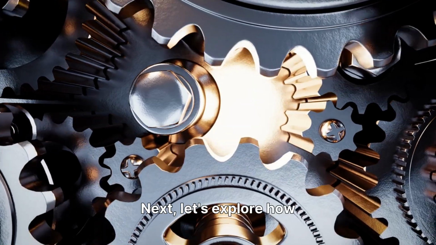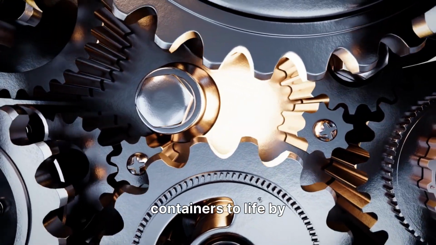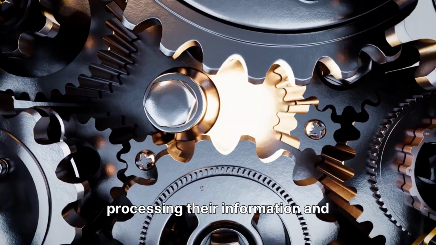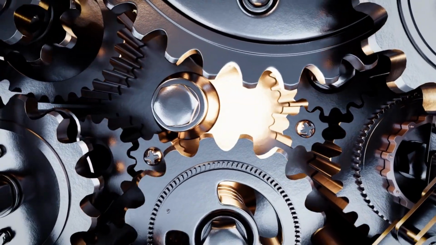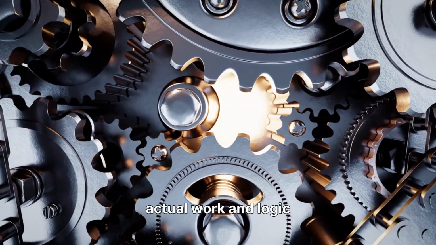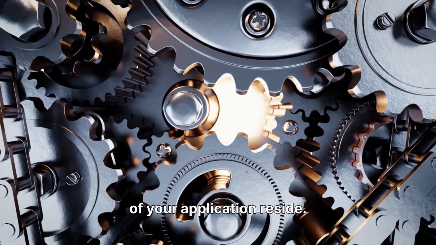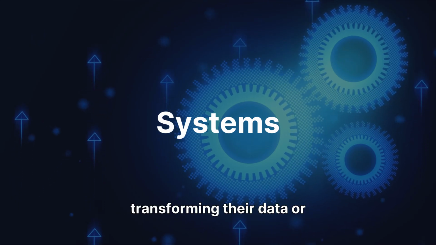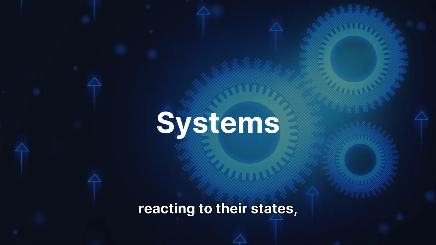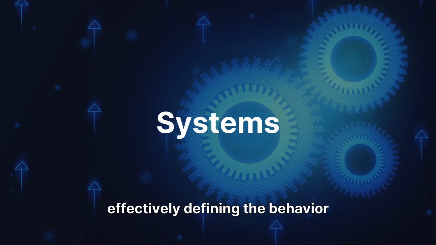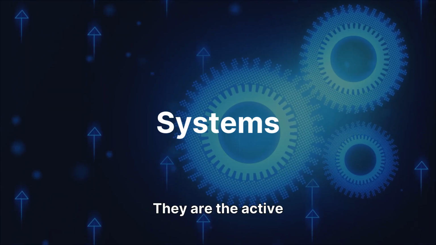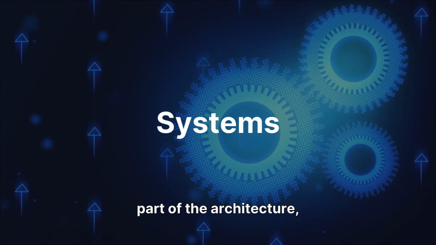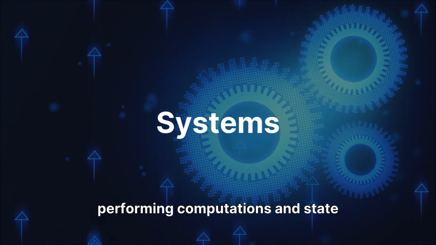Next, let's explore how systems bring these data containers to life by processing their information and enacting changes. Systems are where the actual work and logic of your application reside. Systems are the logic that operates on components, transforming their data or reacting to their states, effectively defining the behavior of your entities. They are the active part of the architecture, performing computations and state changes.